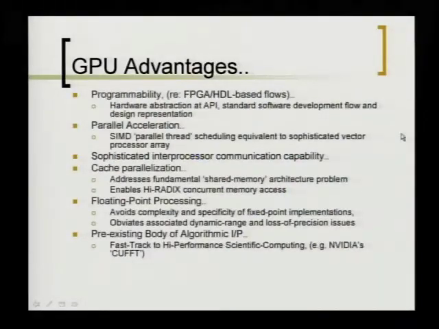Or checks or anything like that. You can get maximal efficiency out of these things. And then you also get sophisticated interprocessor communication. Why? Because you can pass data amongst those thread processors if you need to through shared memory. And that shared memory, again, is in a parallel cache, and it's very, very efficient.